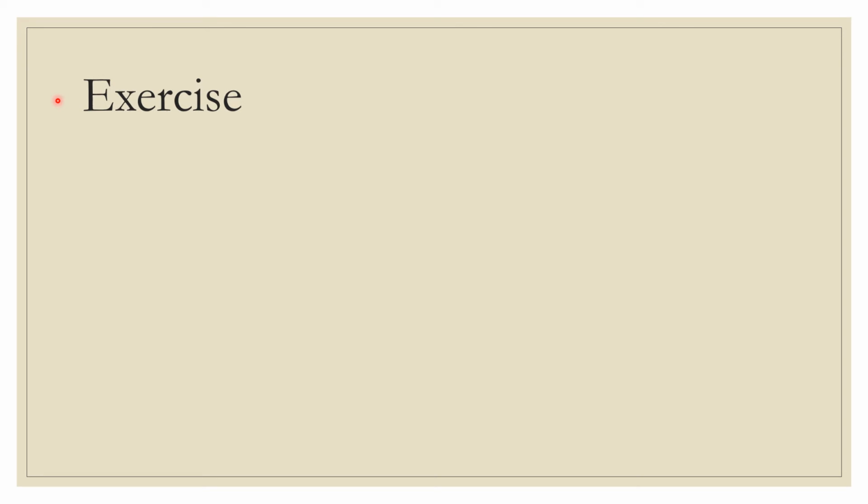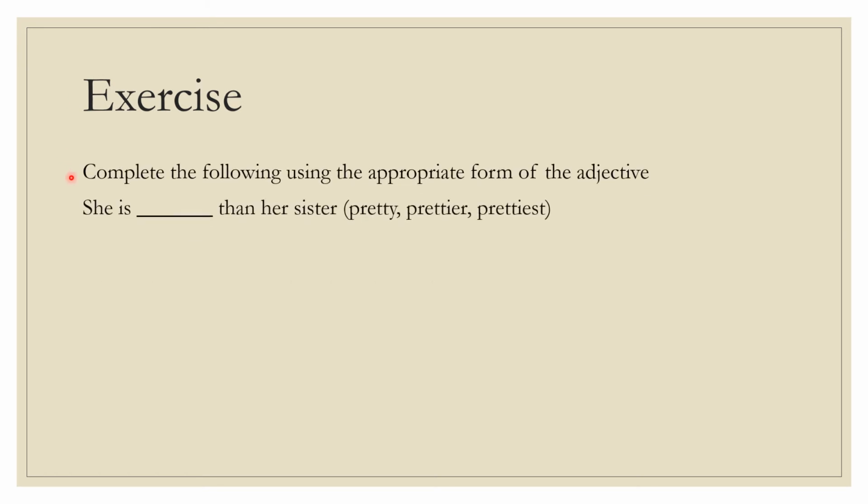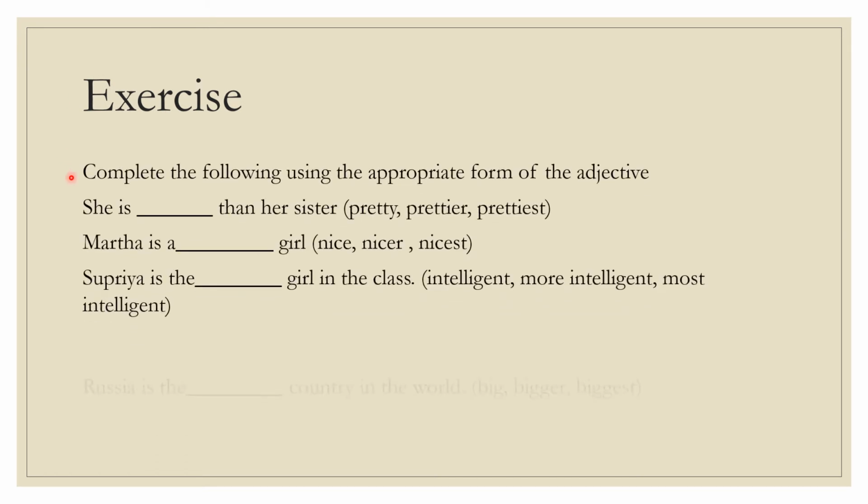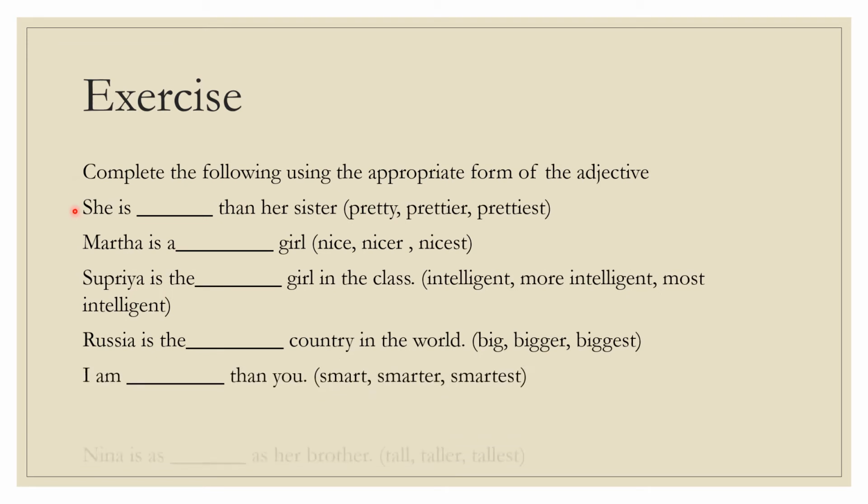Let's do an exercise. Complete the following using the appropriate form of the adjective. The first sentence: she is dash than her sister. The alternatives: pretty, prettier, prettiest. So the correct answer is prettier. She is prettier than her sister. Prettier is in the comparative degree.